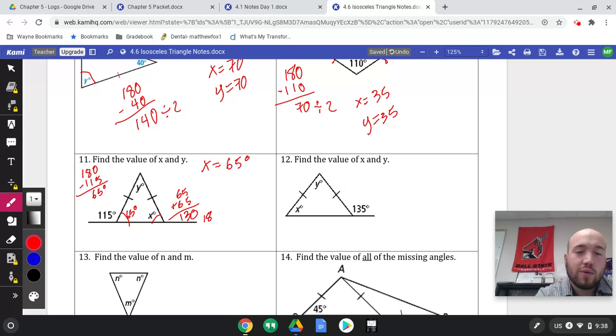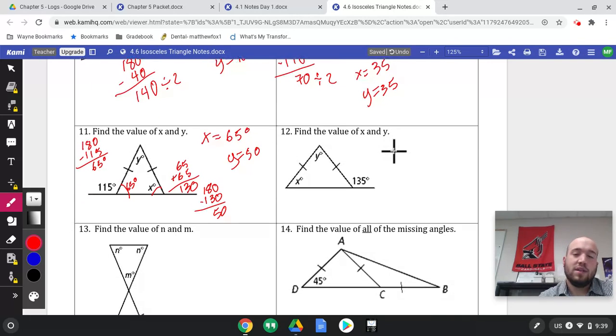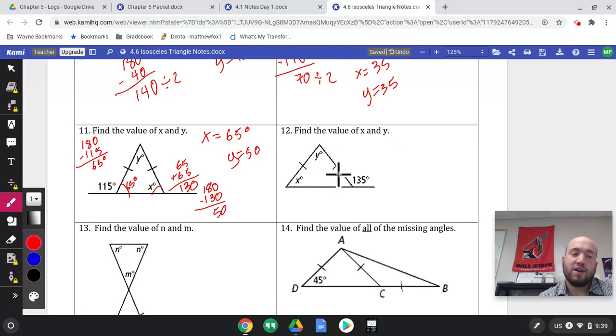And now all I have to do to finish it out, 65 plus 65, that'll equal 130. And then we can take that away from 180, the total amount, and we're left with 50. So y will equal 50. Now just to double check, let's add those together because we said x plus y would equal 115. 50 plus 65 does equal 115, so we know we did it right. So I recommend maybe pause this for a minute so you can try this one, draw the picture and try this one on your own.